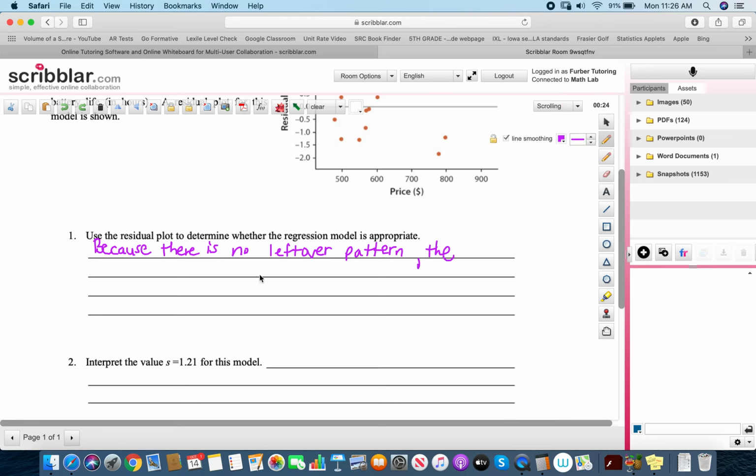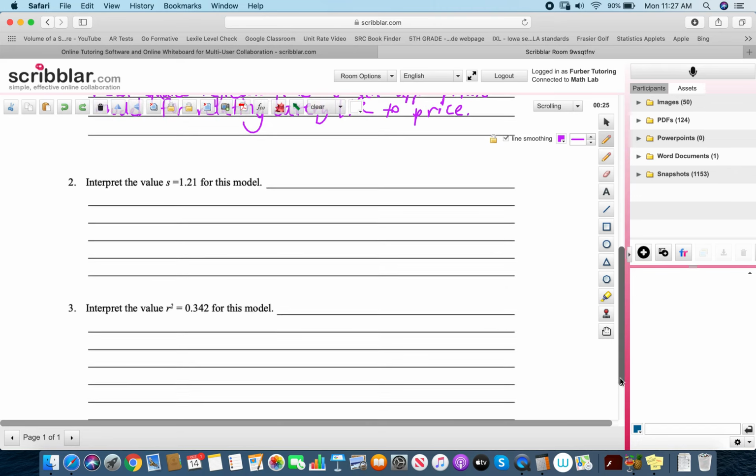the least squares regression line is an appropriate model for relating battery life to the price. All right, now two more things.